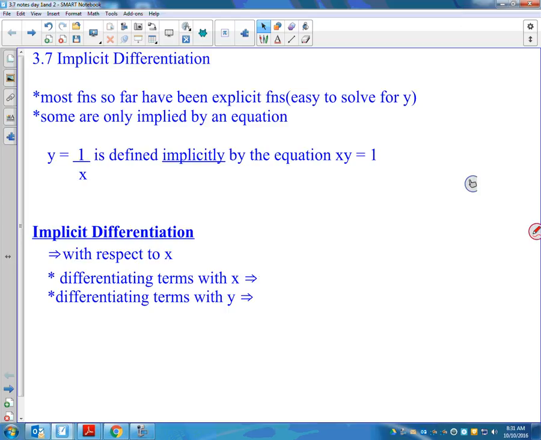So today we're going to talk about something called implicit differentiation. And really, we're just still working on how to differentiate everything, and we're getting there. We're getting close to being able to differentiate everything.